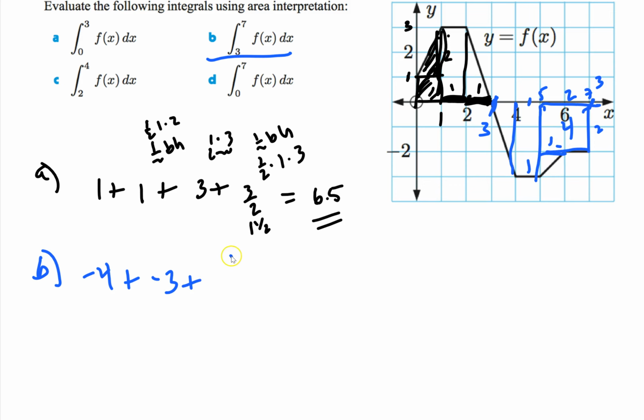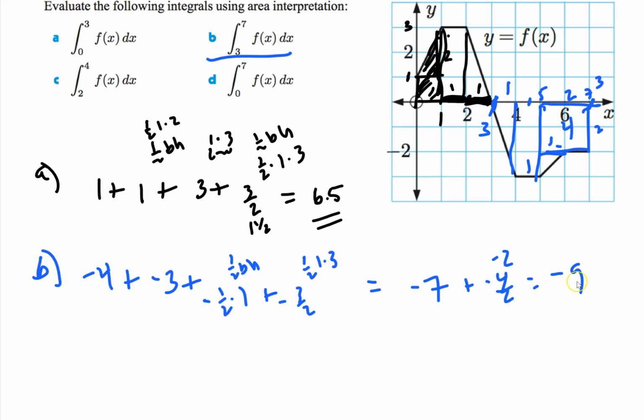This is 1 and 1, so again 1/2 base times height. That's 1/2 times 1, just 1/2. And then this one is 1 across and 3 down, so 1/2 base times height is 3/2. Again, all negative. So negative 7 plus, hey, this actually works out, negative 4 over 2, which is negative 2. So negative 9. The area from 3 to 7 is just negative 9.